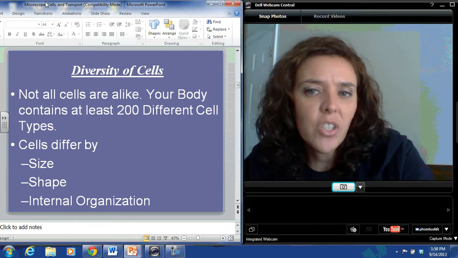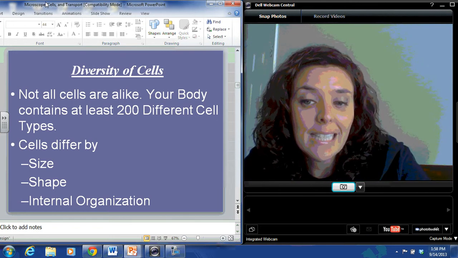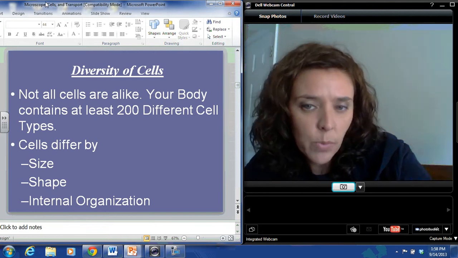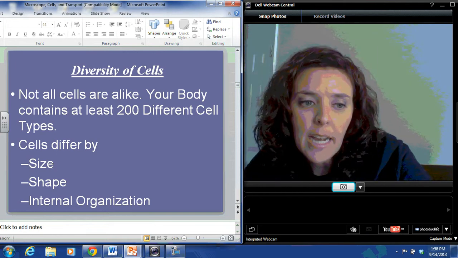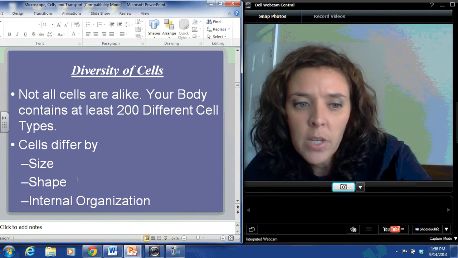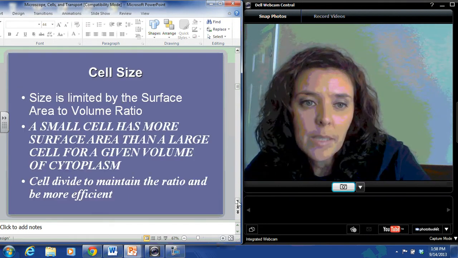Hey guys, this unit is on the cells. This particular video is going to focus on the diversity of cells. And three main things we will look at are size, shape, and internal organization. And these three all are dependent on the function of the cell. Okay, so we will start with size.